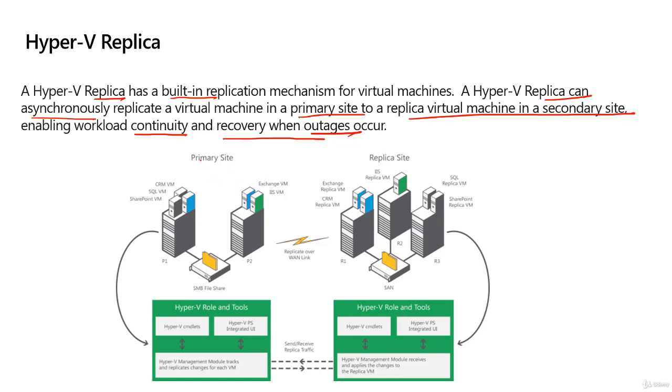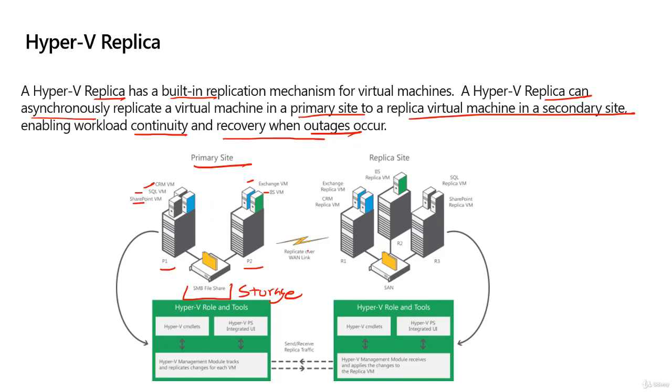In my example here, I have a primary site and I have two Hyper-V hosts, P1, P2, and I have this SMB file share just as central storage. Then I have a SharePoint VM, SQL, CRM, Exchange, and IIS. So I have 5 virtual machines total, just spread across 2 hosts.